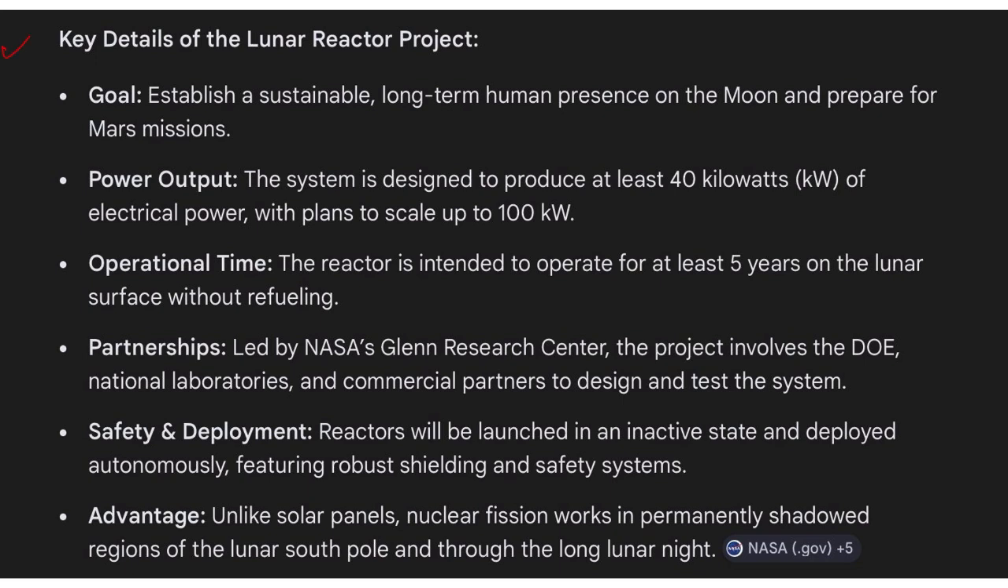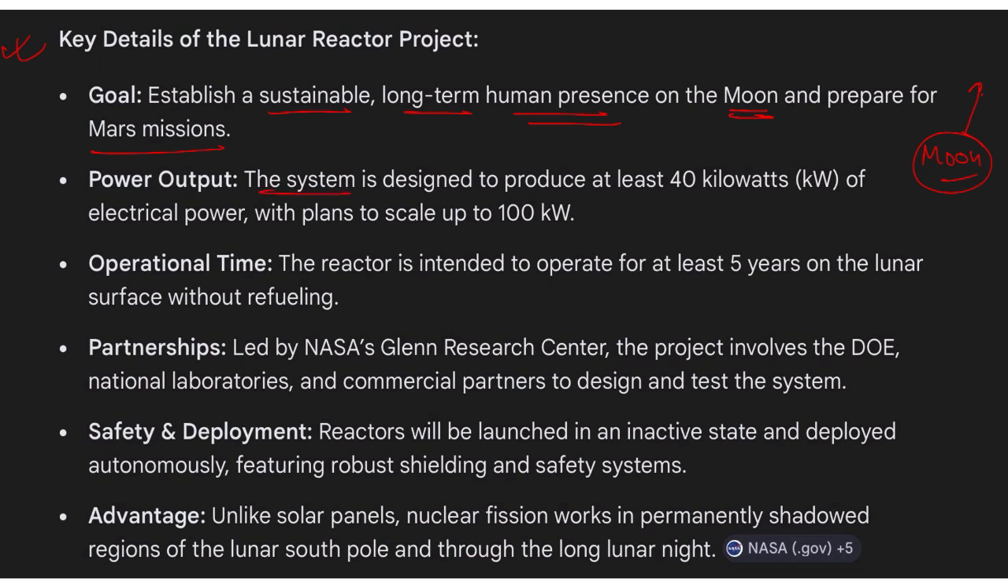Right, now what goal will this establish? This will establish a sustainable long-term human presence on the moon and prepare for Mars missions, as we can set up the moon as a base to launch to Mars, right? Right now we are launching all the rockets from Earth itself, but once we make the moon our base, then we can launch all those rockets from the moon itself.